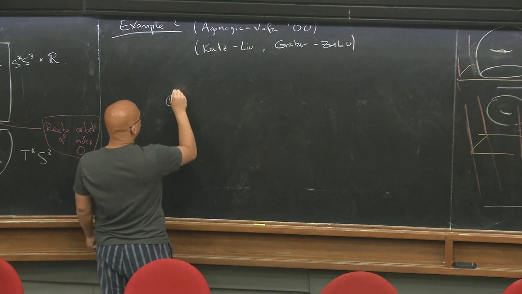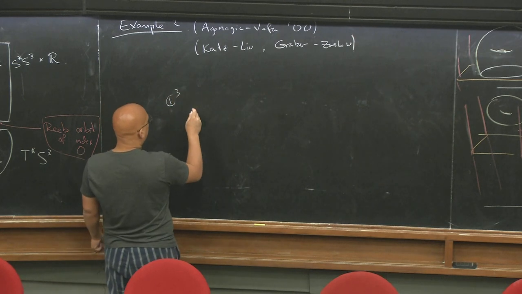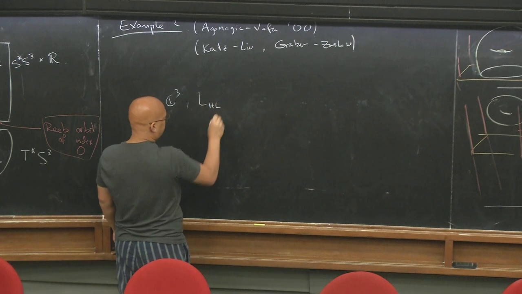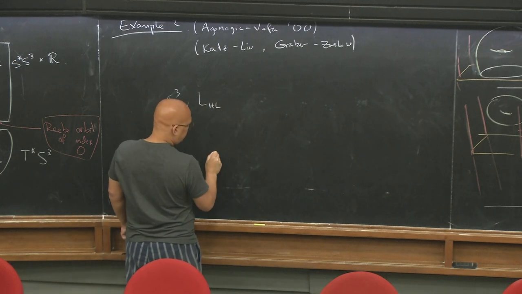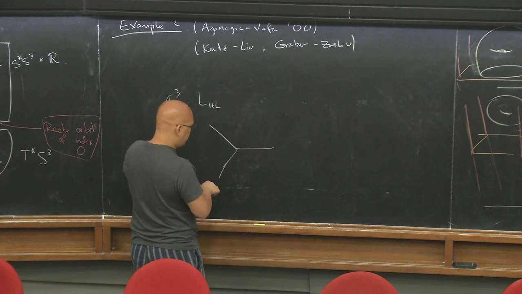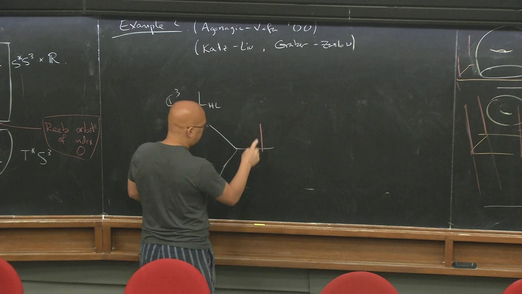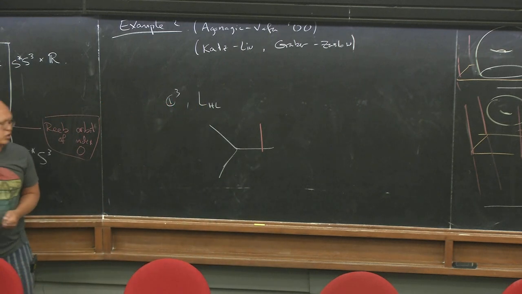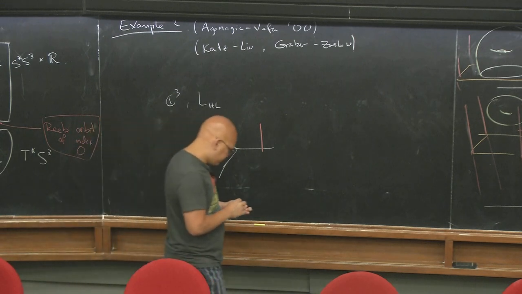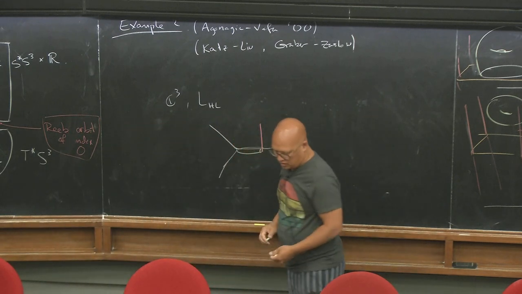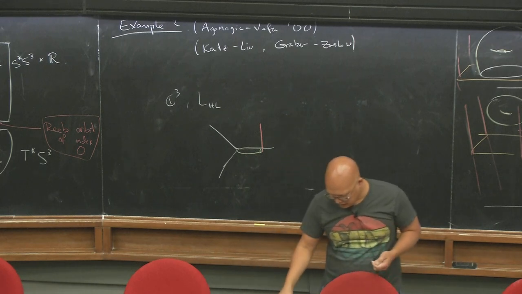You take C^3, and you take this Harvey-Lawson Lagrangian. That is the thing which, in a toric diagram for C^3, people draw like this. Okay, so this one. And you want to count holomorphic curves ending on this guy. So you want to count this kind of stuff. So let me do it.